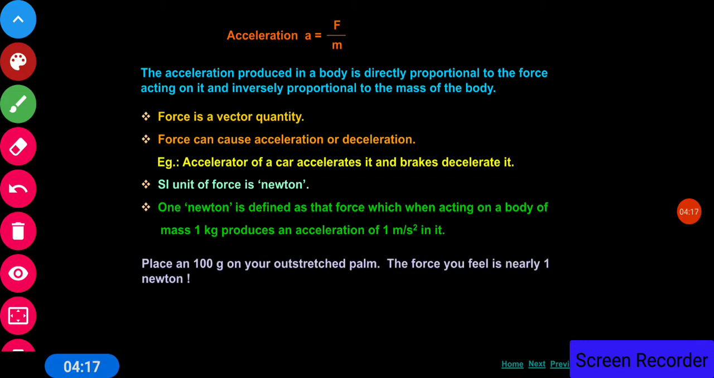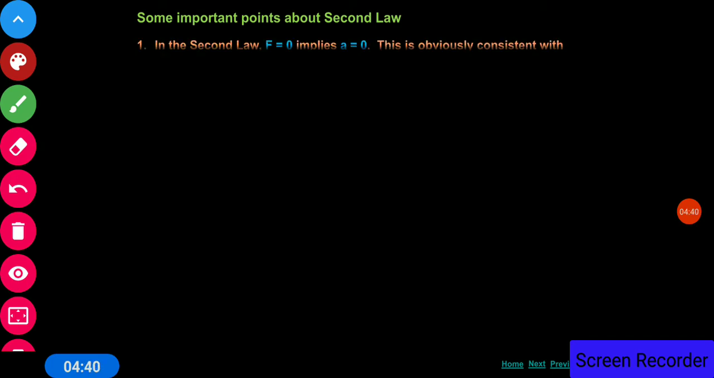Place a 100 gram mass on your outstretched palm. The force you feel is nearly 1 Newton. So if you place 100 gram mass on your outstretched palm, the force you feel will be equal to 1 Newton. Now some important points about the second law.